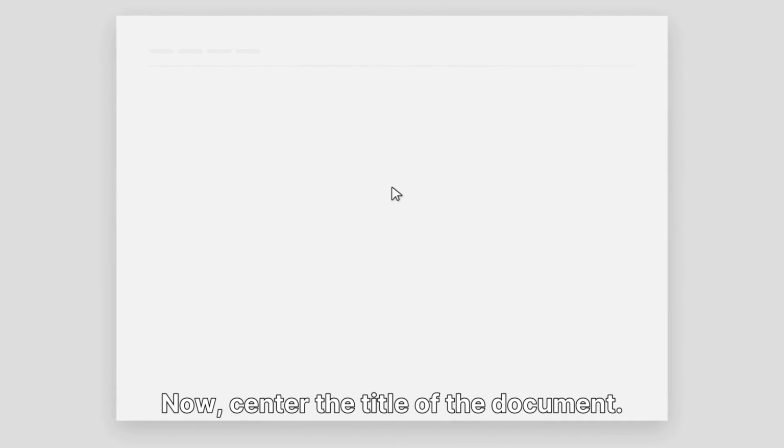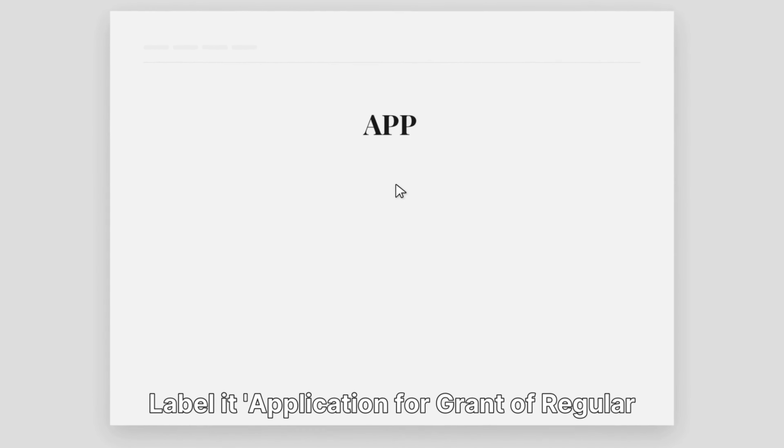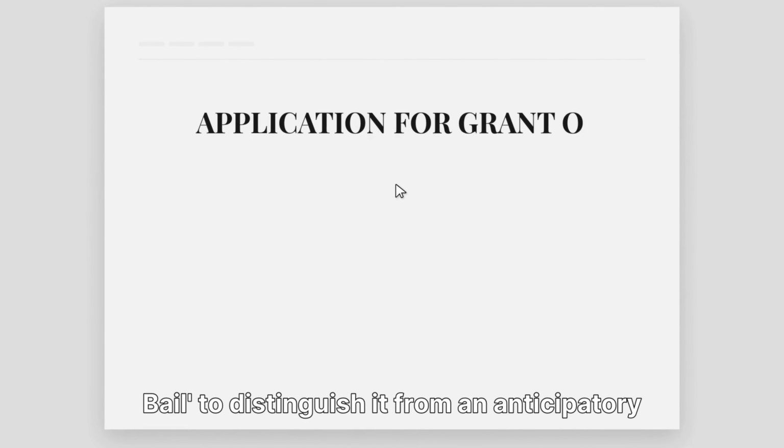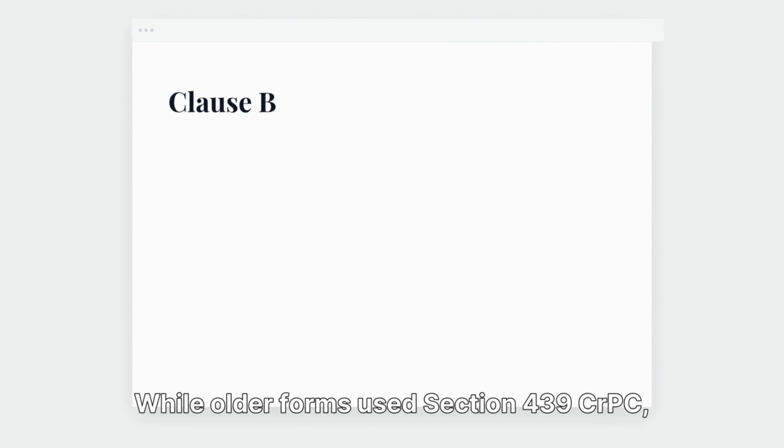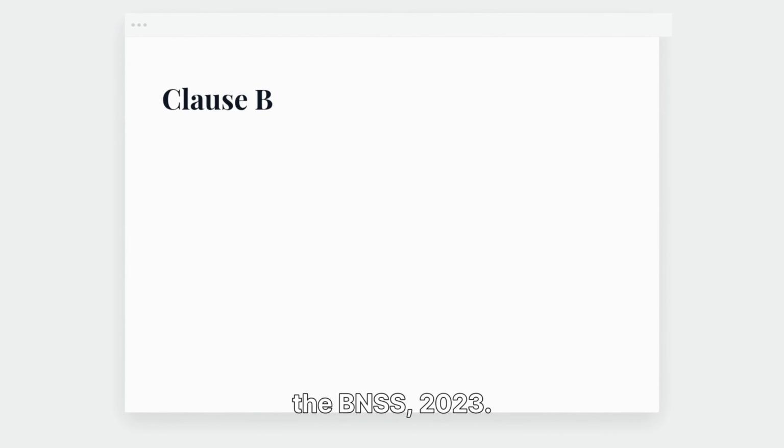Now, center the title of the document. Label it Application for Grant of Regular Bail to distinguish it from an anticipatory bail. Cite the specific legal provision. While older forms use Section 439 CRPC, we now refer to Section 483 of the BNSS 2023.